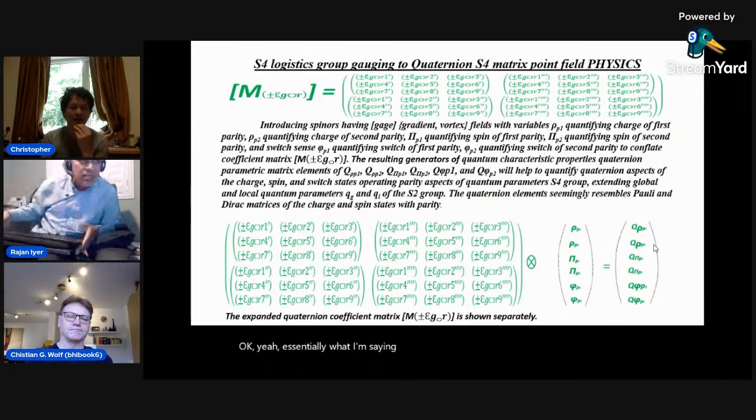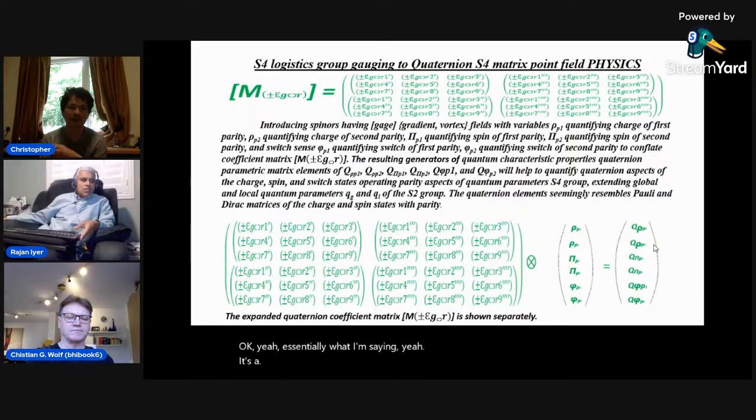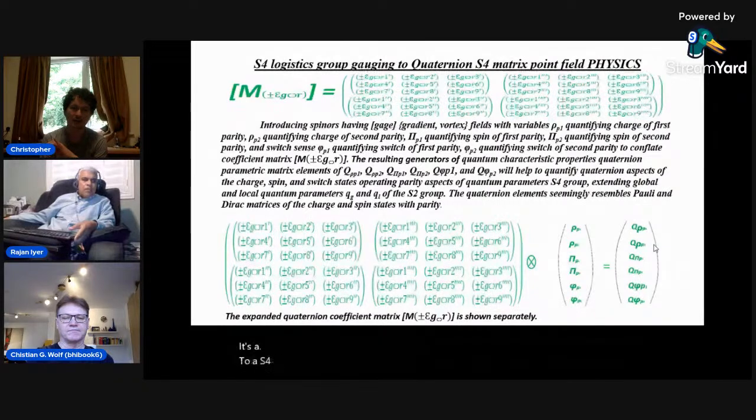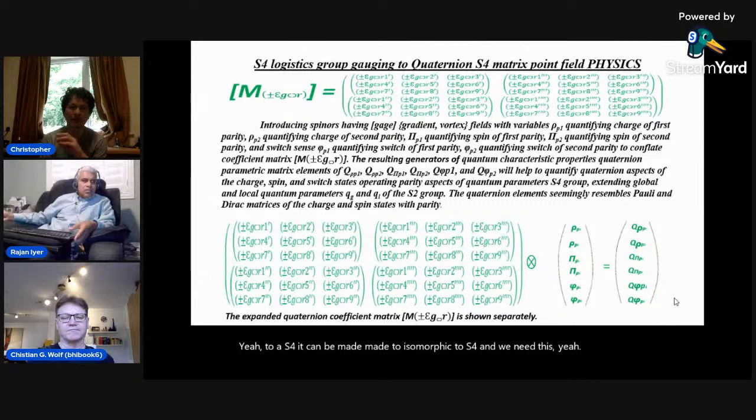Anyway, I think it's just if you're saying S2 is abelian and that it's isomorphic with the quaternion? Yeah, to S4. It can be made isomorphic to S4, and we need this. No, with the quaternions, I said it wouldn't be isomorphic with S4. It would be automorphic, or it would be an automorphism. So those are the details we have to go into. The quaternion will create problems.